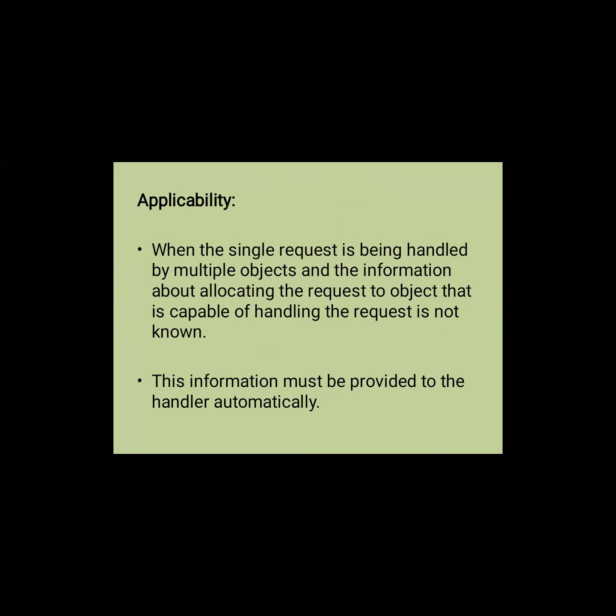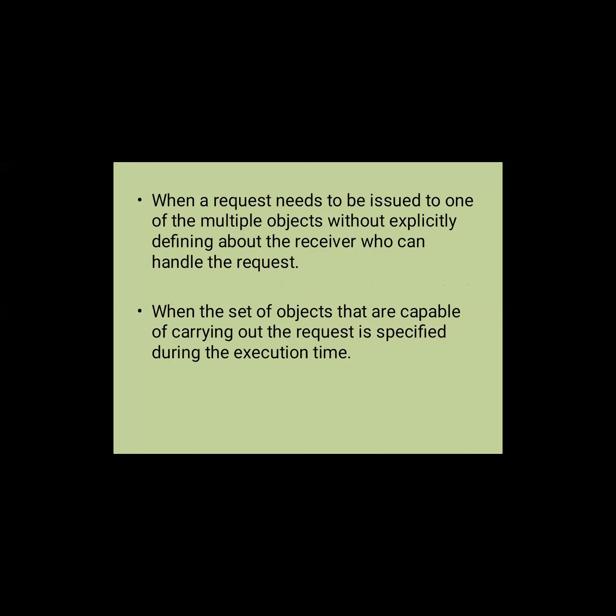So when we are based upon the chain of responsibility, when a single request is being handled by multiple objects and the information about allocating the request to the object that is capable of handling it is not known, whenever that situation happens, we are based upon the chain of responsibility. This information must be provided to the handler automatically. Also when a request needs to be issued to one of multiple objects without explicitly defining the receiver who can handle the request, or when the set of objects that are capable of carrying out the request is specified during execution time.